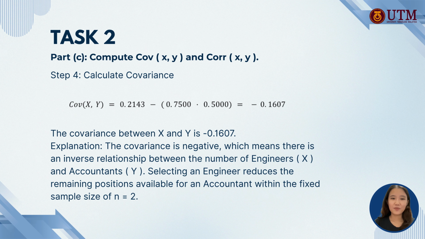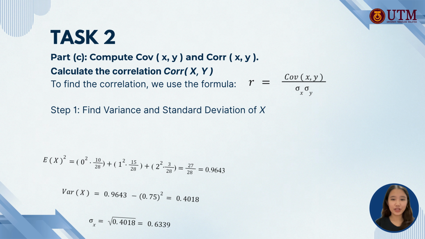Then, by substituting these values into the covariance formula, we get a result of negative 0.1607. The negative value indicates an inverse relationship. Mathematically, this means that selecting an engineer reduces the positions available for an accountant within our fixed sample size of 2. Now, we calculate the correlation.